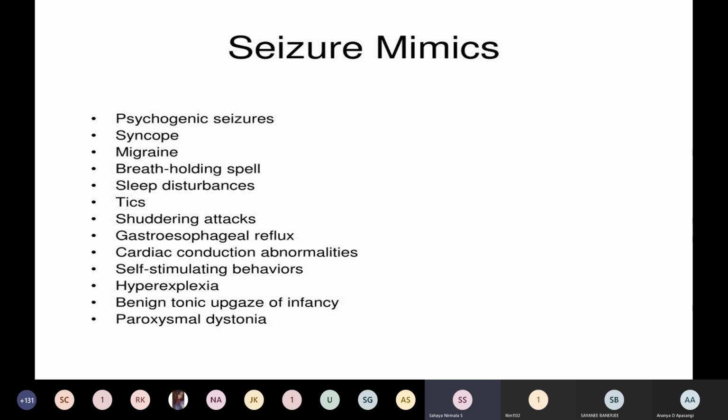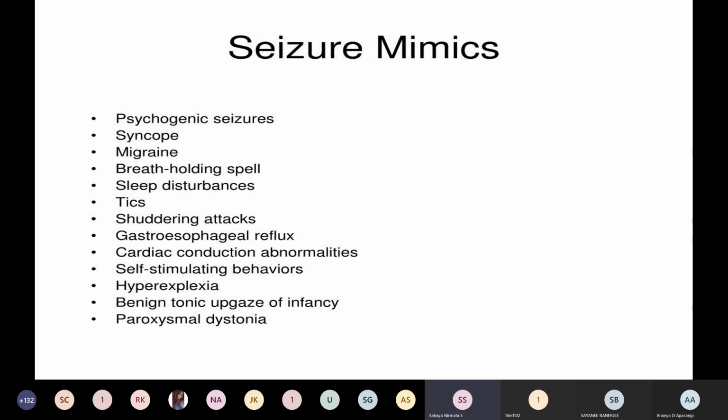Then the child will have an event like the child suddenly becomes pale and develops profuse sweating. Then they may have some blurring of vision, dizziness, nausea, and then they collapse and lose consciousness. So this is the typical sequence that we see in syncope.